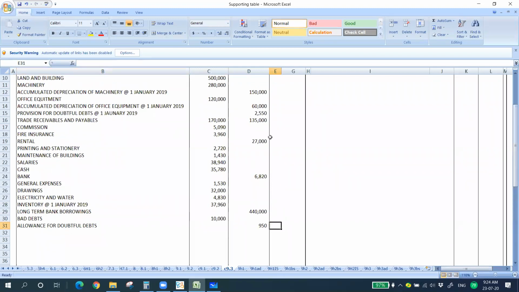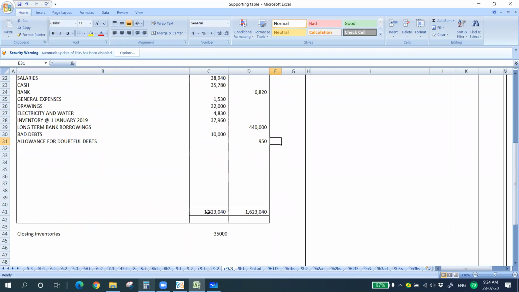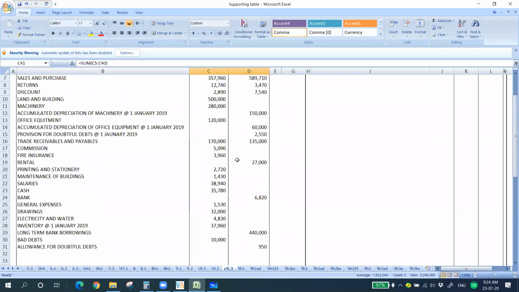After you make the adjustment, take a look. If your trial balance is still matching, it means that your adjustment is correct. All right. Class, I want you to do the same thing in your exam. So don't tell me that you don't have this information later. I cannot accept.